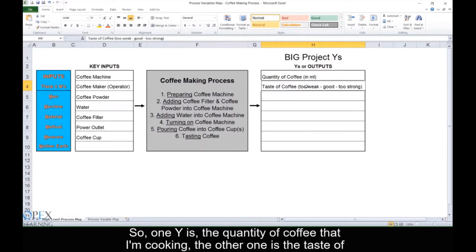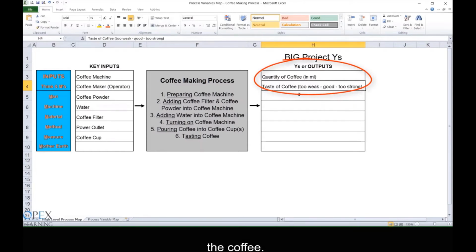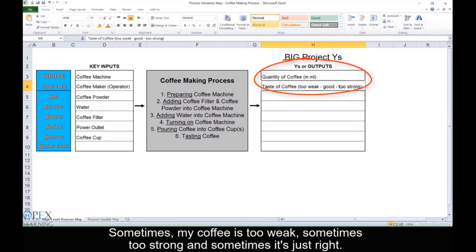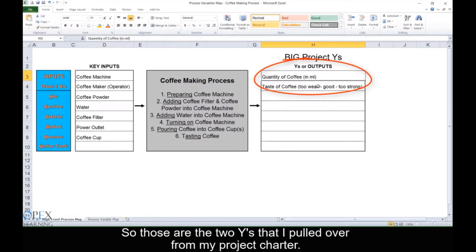So one Y is the quantity of coffee that I'm cooking. The other one is the taste of the coffee. Sometimes my coffee is too weak, sometimes too strong, and sometimes it's just right. So those are the two Ys that I pulled over from my project charter.